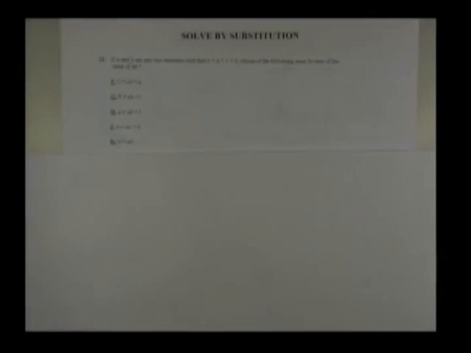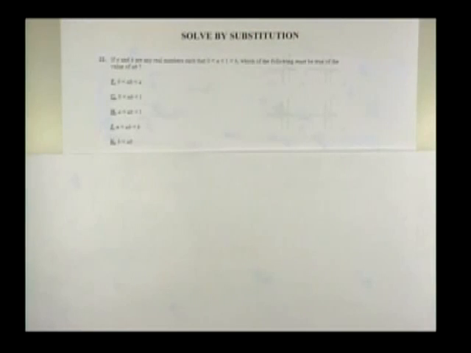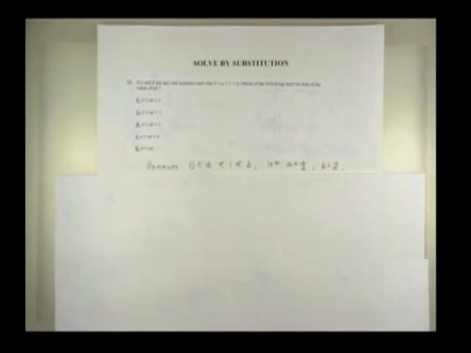If A and B are any real numbers such that A is between 0 and 1, and B is greater than 1, which of the following must be true of the value of A times B? And you can see your choices, F through K. Because A is between 0 and 1, and B is greater than 1, let A be 1/2 and B be 2. This is arbitrary. Substitute the product of A times B, that's equal to 1, into each choice, and you end up with these values.